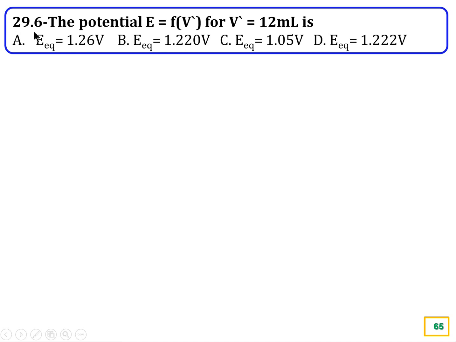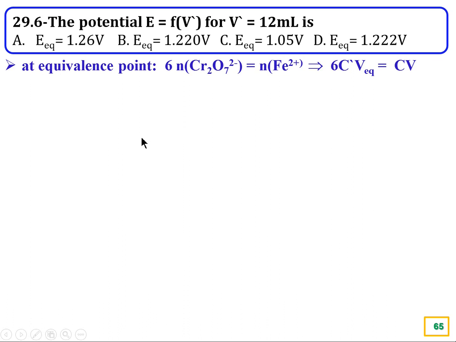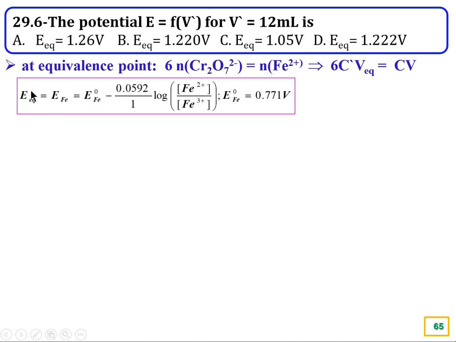Exercise 29.6: calculate the potential E for a volume equal to 12 mL. So at the equivalence point, we have always 6 C prime V equivalence equals CV.